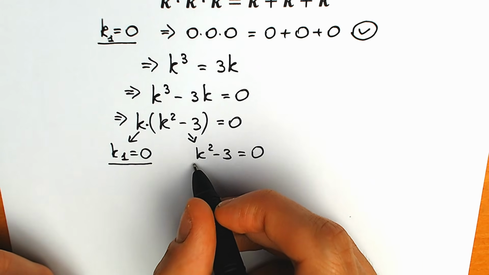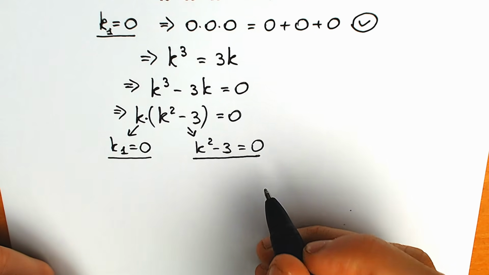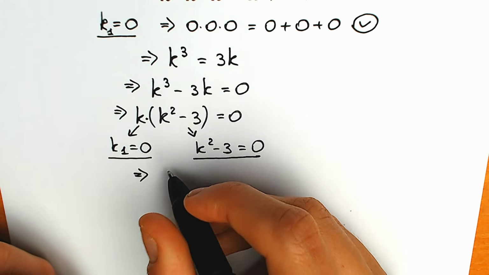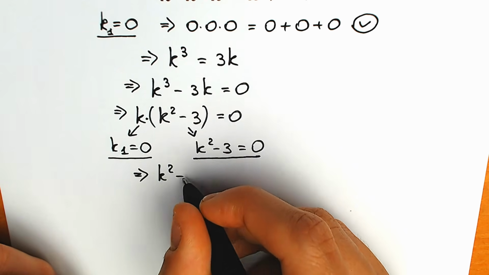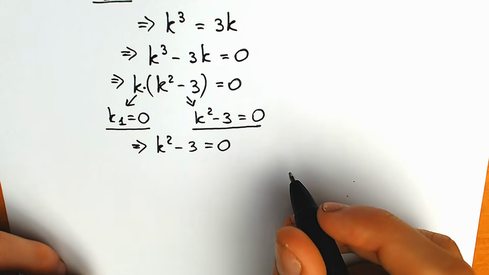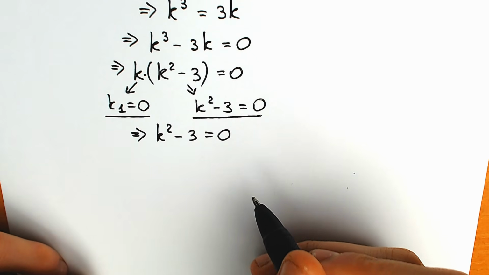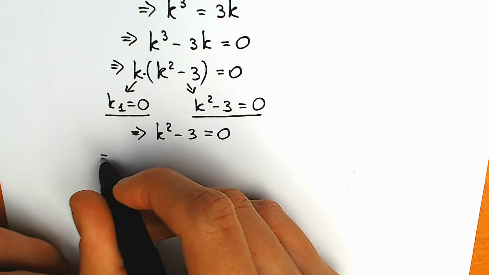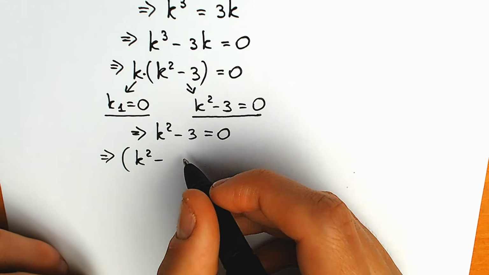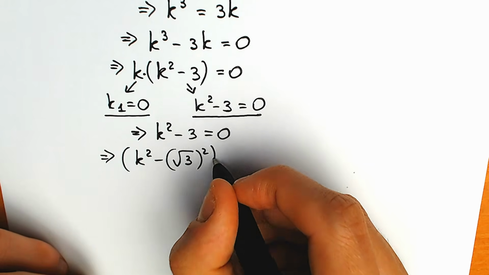But right now we have another thing, we have k square minus 3 equal to 0. So let's solve this equation. Let's solve for another root. So k square minus 3 is equal to 0. There are a lot of ways how we can solve this question. Maybe the best one is to express it as a difference of squares. So let's do it. We have k square minus, instead of 3, let's write square root of 3 squared, equal to 0.